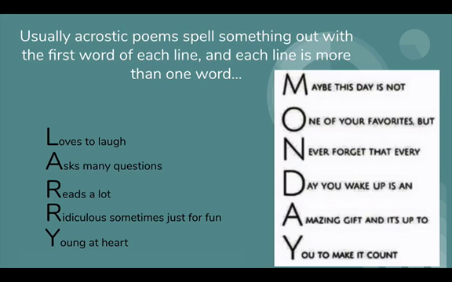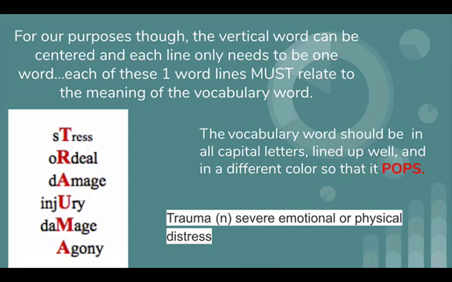We're really using them to help us deepen our understanding of our new vocabulary. So for our purposes, the vertical word, the one going up and down, which will be your vocabulary word, can be centered and each line only needs to be one word. Each of these one-word lines must relate to the meaning of the vocabulary word. The vocabulary word should be in all capital letters, it should be lined up well, and in a different color so that it really pops.